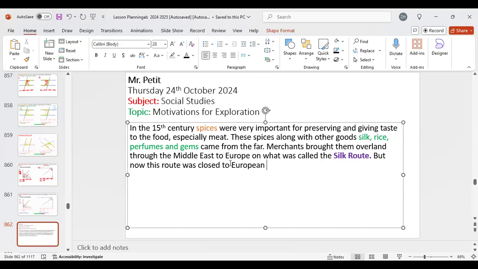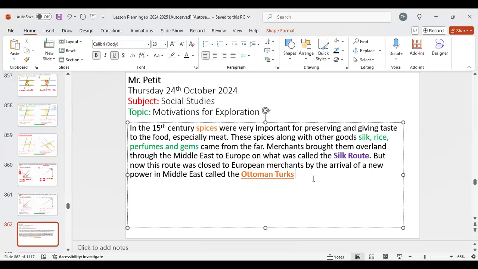But this route was closed to European merchants by the arrival of a new power in the Middle East called the Ottoman Turks. So who closed the Silk Route to Europeans? The Ottoman Turks. So they're like, we want this route for themselves. I mean, can y'all just share? I don't understand people, but you know.